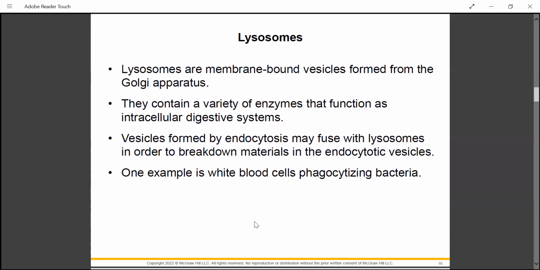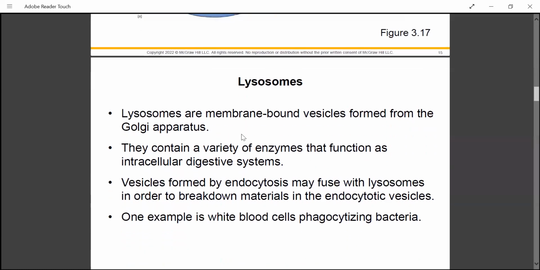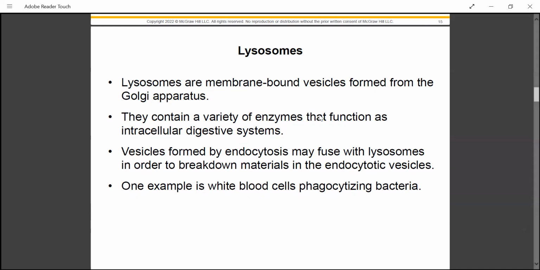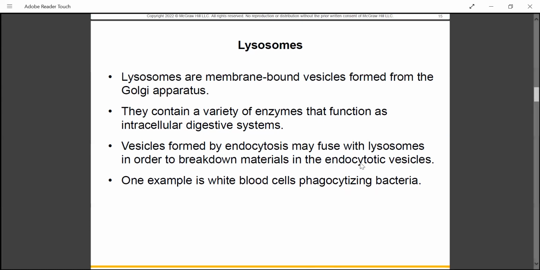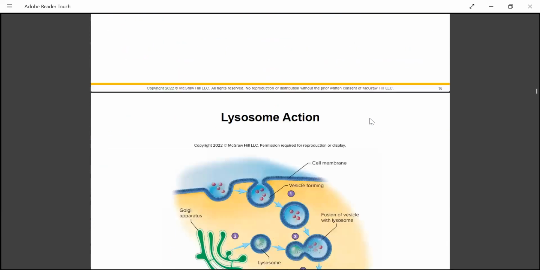So lysosomes are membrane-bound vesicles, just like these 2 green circles, or vesicles, here. They can contain a variety of different enzymes that typically function for intracellular digestion, to digest certain materials or dissolve certain wastes. Vesicles are formed by a process known as endocytosis, and they can fuse with lysosomes in order to break down material. There's a little diagram of that next. One example of this would be when a white blood cell phagocytizes, or eats, bacteria.